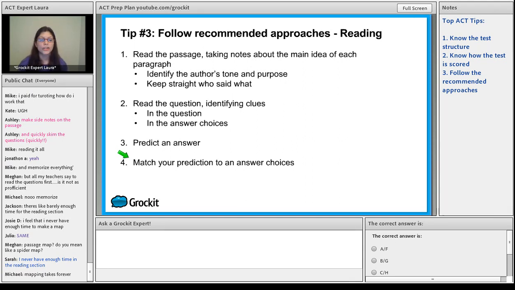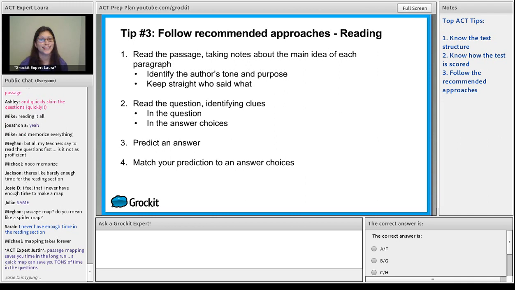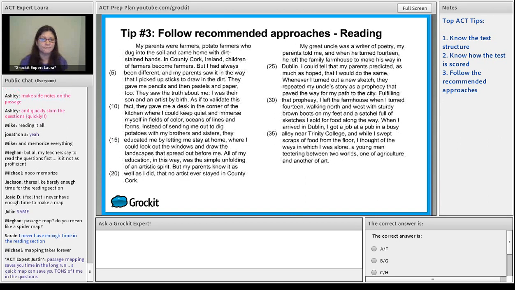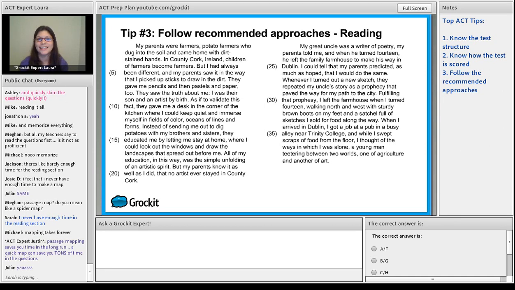Now, Michael, you are right that mapping can take forever, but we're going to show you something really helpful. I bet you're going to like this. Helpful is good, right? Okay, so here's the thing. Humanities, natural sciences, and social studies. I said those out of order, I apologize. It's social studies, humanities, natural sciences. You are going to benefit from the structure of the passage.